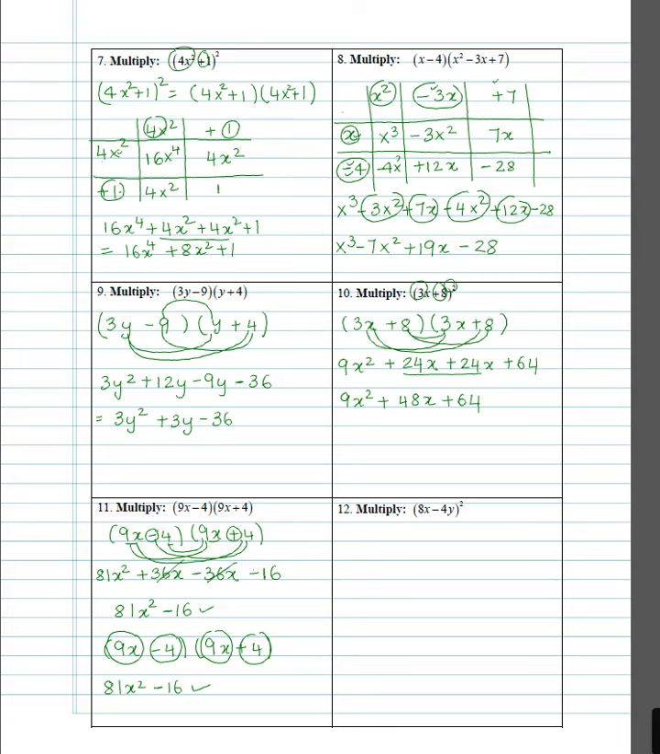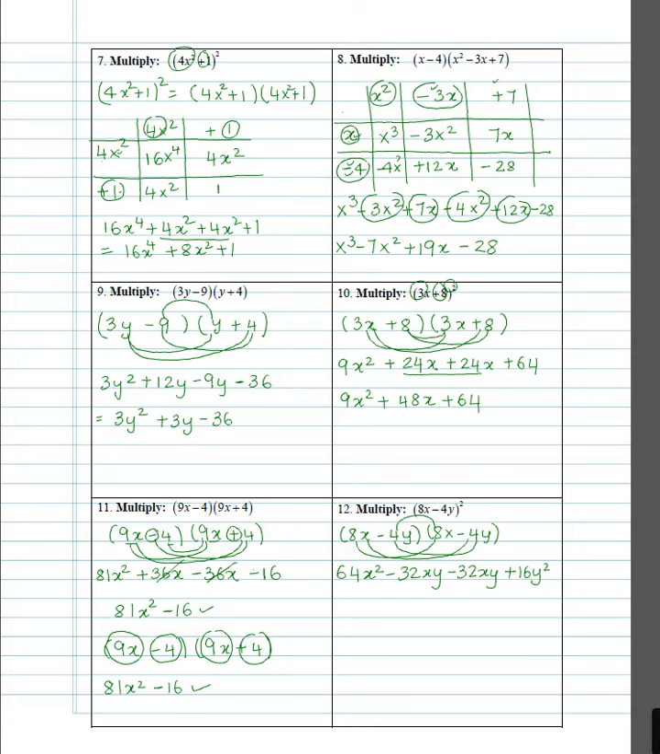Moving on to problem 12, I have 8x minus 4y squared, which is 8x minus 4y times 8x minus 4y. Foiling it out, 64x squared is my first term, 8x times negative 4y, negative 32xy, negative 4y times 8x is negative 32xy, negative 4y times negative 4y is positive 16y squared.